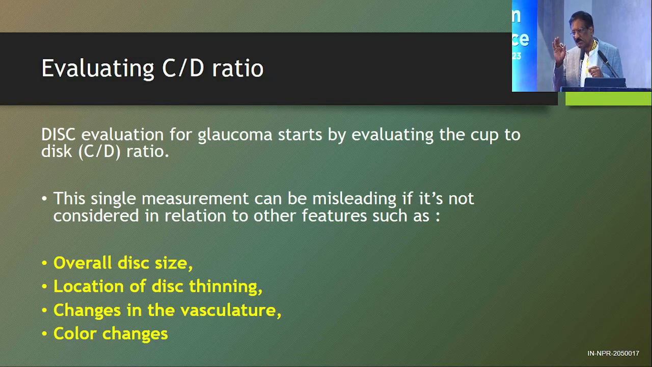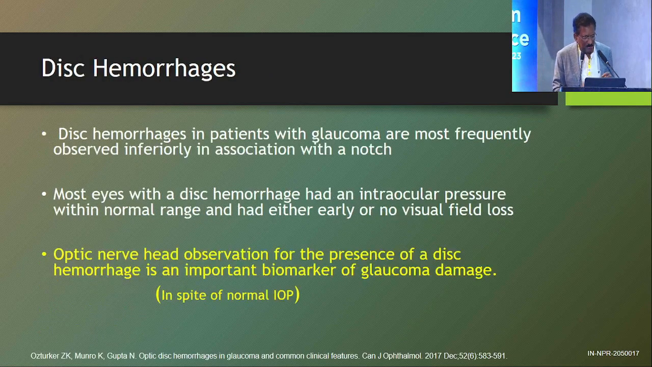Usually, a sectorial color change is significant for glaucoma diagnosis. Please remember this. Disc hemorrhages are very significant. Disc hemorrhages in a patient with glaucoma are most frequently observed inferiorly, along with PPCRA, nerve fiber layer defects and corresponding field change. So optic nerve head observation for the presence of disc hemorrhage is an important biomarker for glaucoma damage.